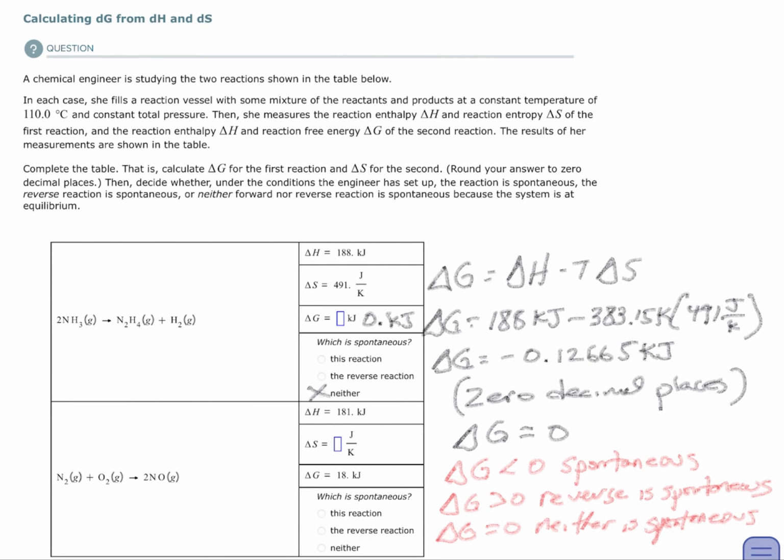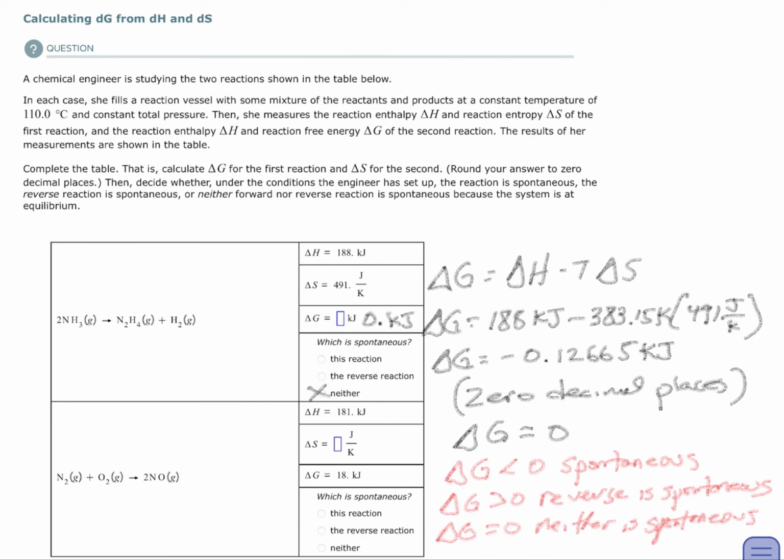And I remember that if it is 0, then the ammonia going to the N2H4 is not spontaneous, and the reverse reaction is not spontaneous. Neither is spontaneous. There's no available energy for that spontaneity, I guess.